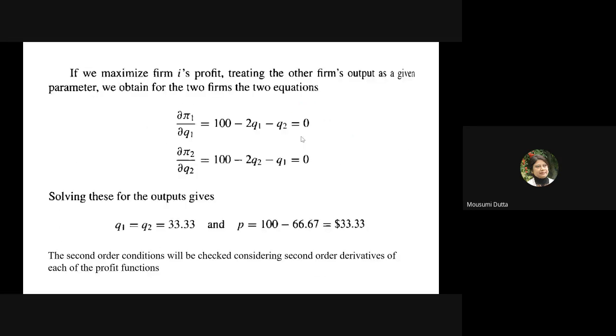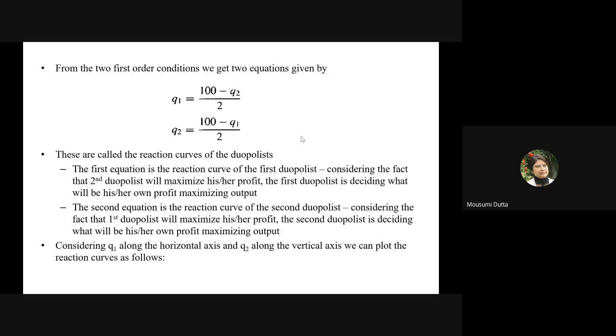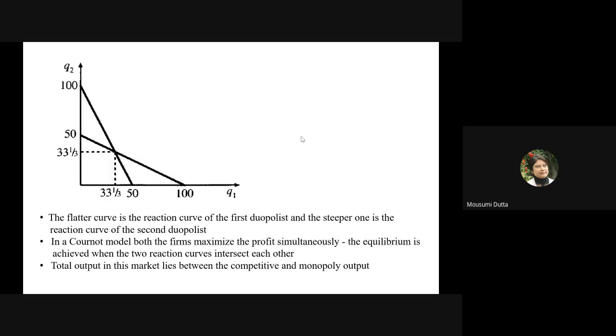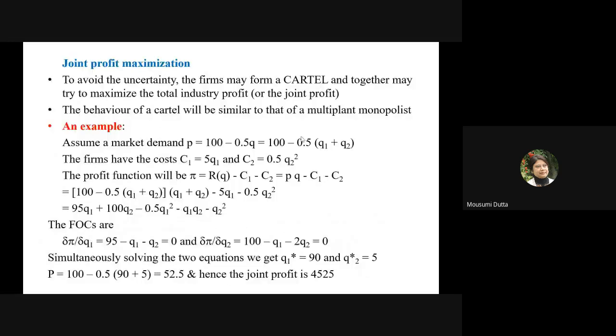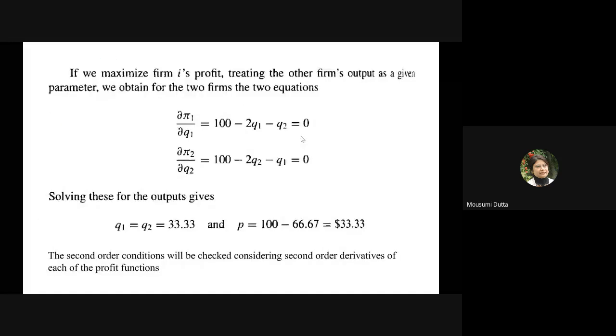Okay, so we are considering the thing in that way. Once we get all these things, the second order conditions will be checked, considering the second order derivatives of the profit functions. I didn't do this; when I go for the numerical, I'll do that. I didn't consider del square pi 1 by del q1 square and del square pi 2 by del q2 square and the rest of the things. However, looking at the equation, all of you will be able to do it.